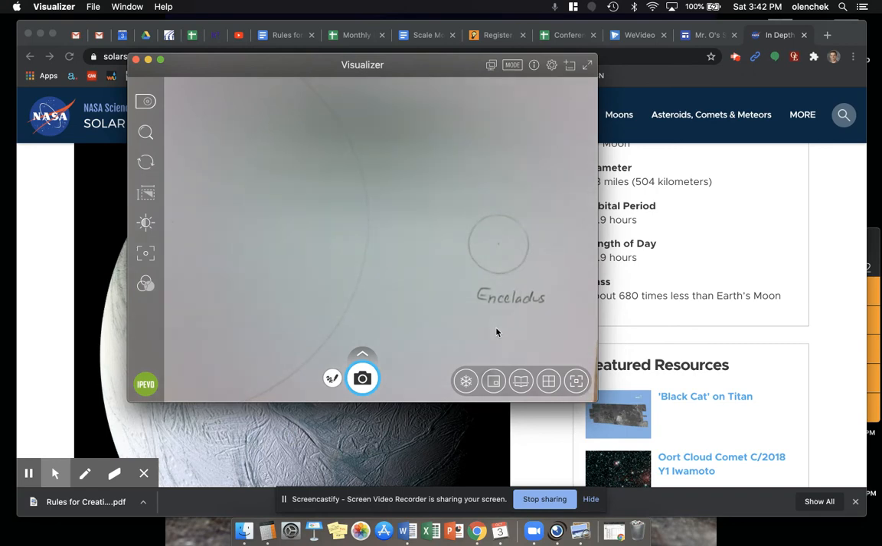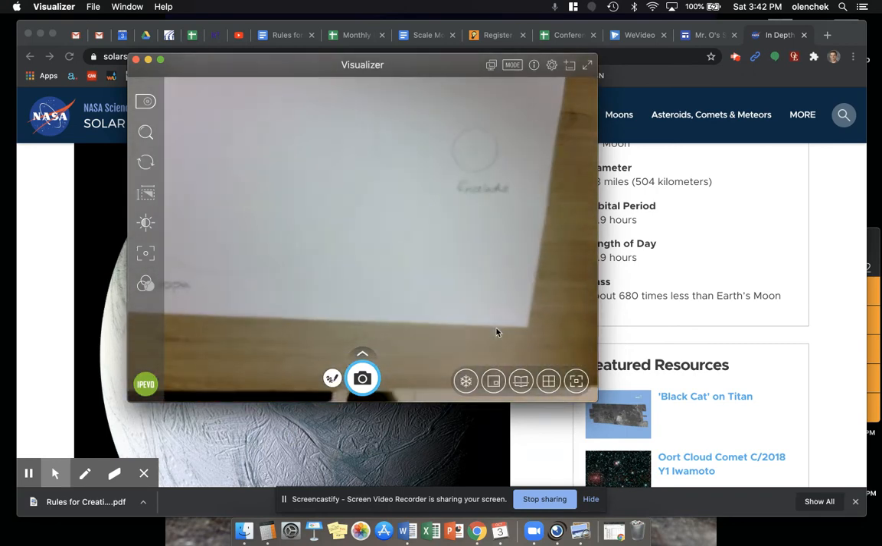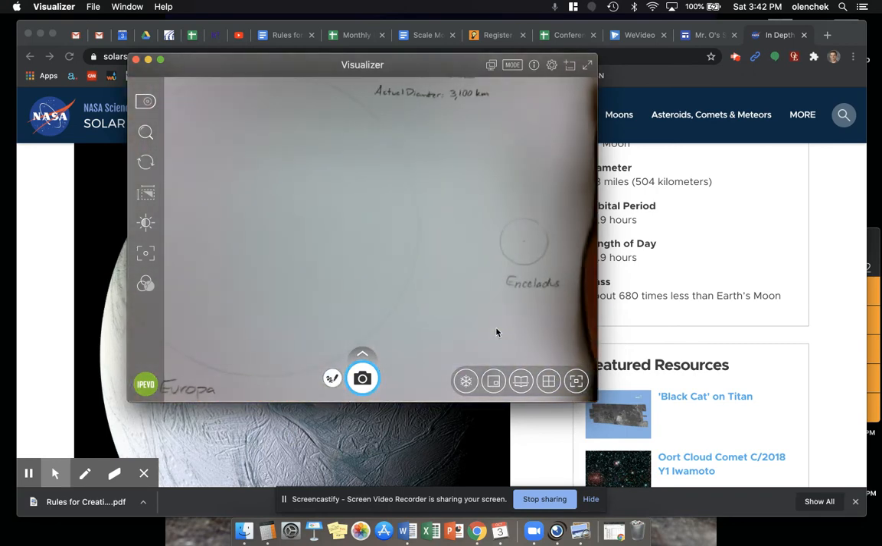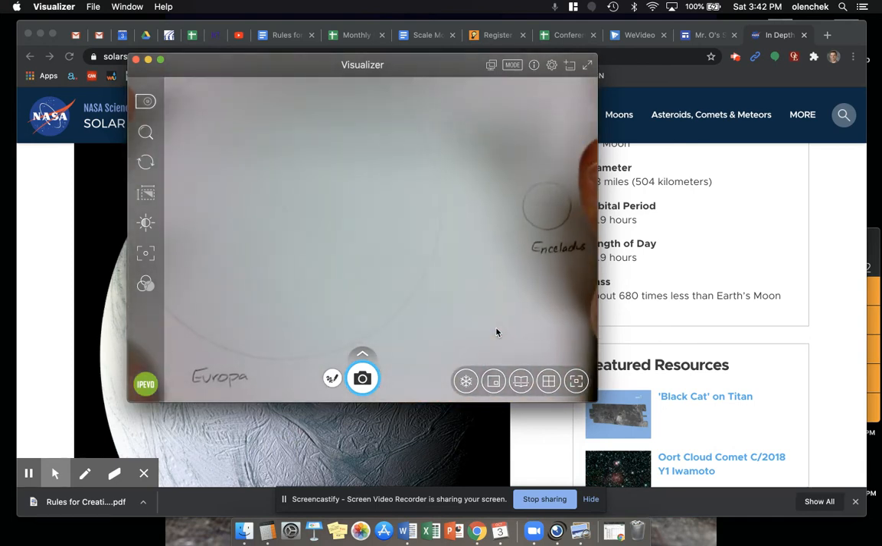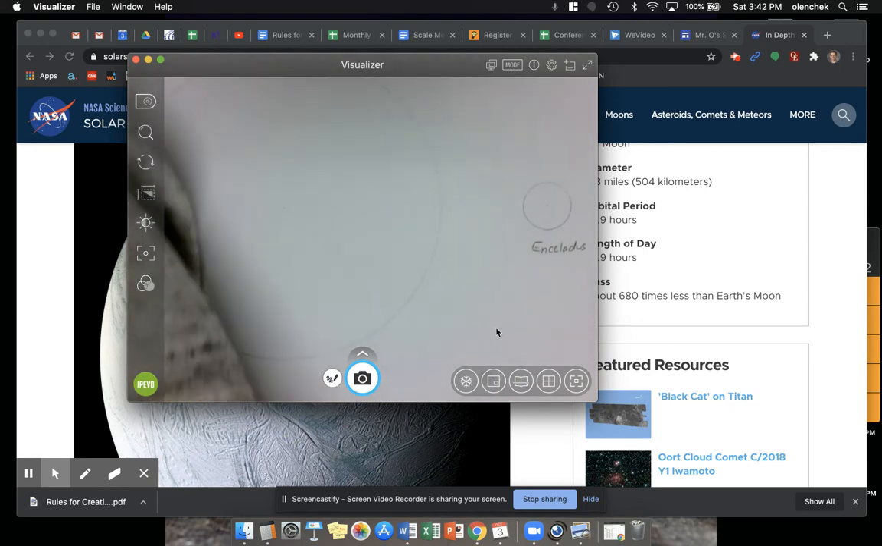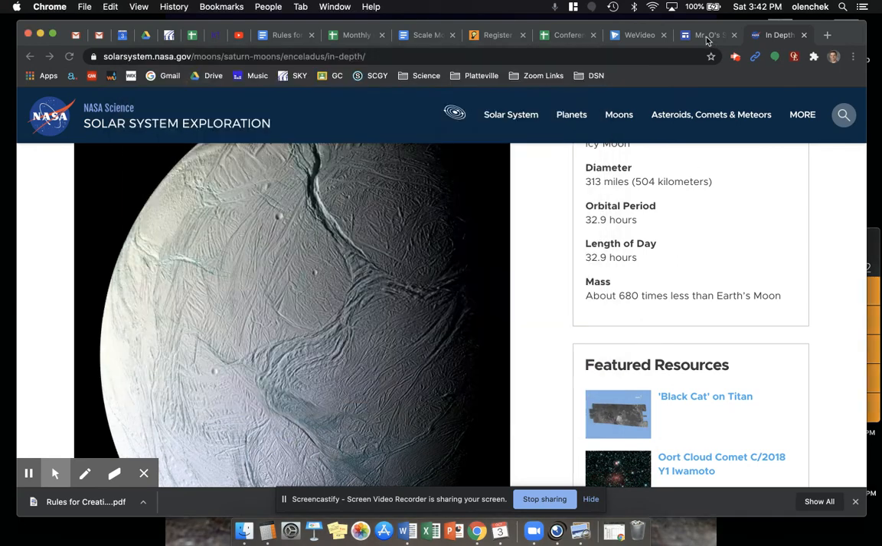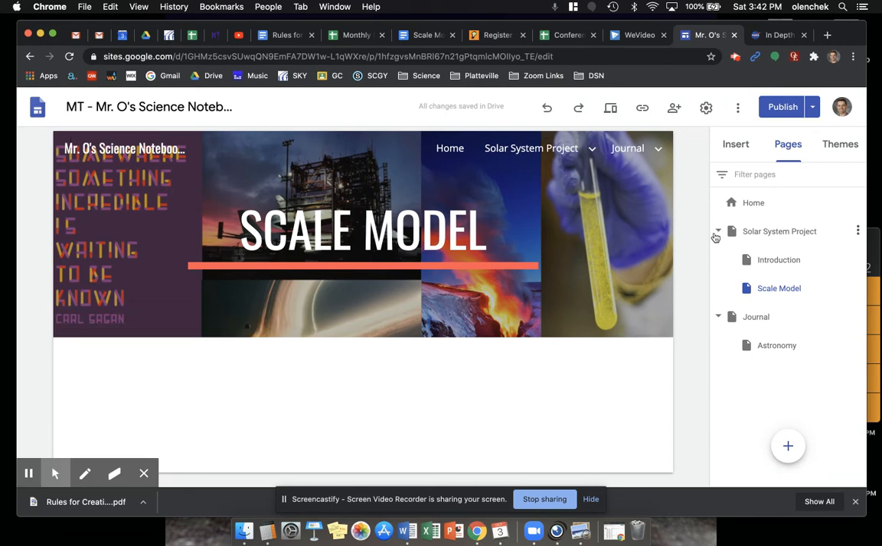Now, once it's labeled, colored, illustrated, you'll take a nice photo of this that I can clearly see your beautiful illustrations and all the labels. And then you are going to insert this into a new page that we make in our digital science notebooks. Okay. Notice in the solar system project, we already did the intro. Now we're going to add a page. Now to add a page, you just go to your solar system project, click the 3 dots, add subpage, title it scale model. It should be after your introduction.